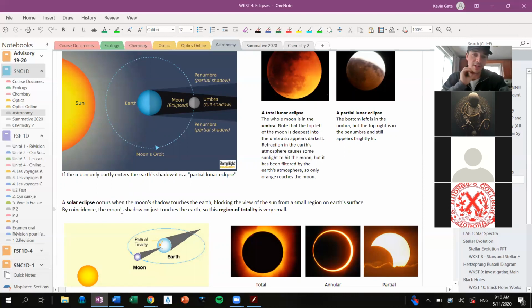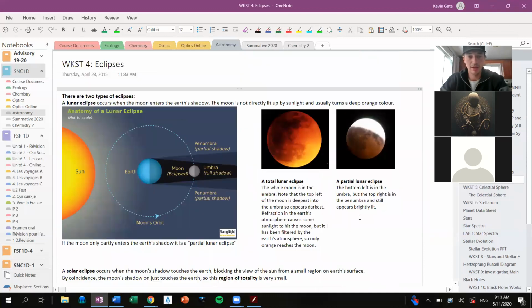So this region of totality is actually very, very small. And you can imagine that that makes sense because the moon, by comparison to the size of the sun, is very small. So a total solar eclipse is quite rare. A total lunar eclipse, less rare. So a total lunar eclipse, the whole moon is in the umbra.